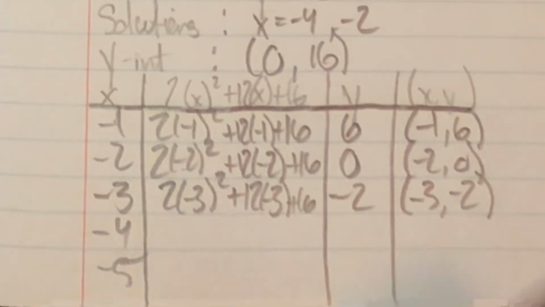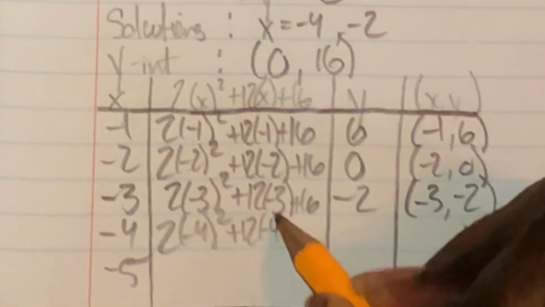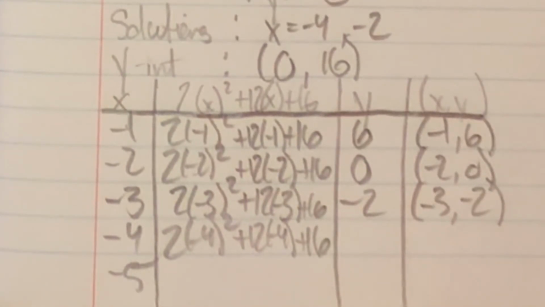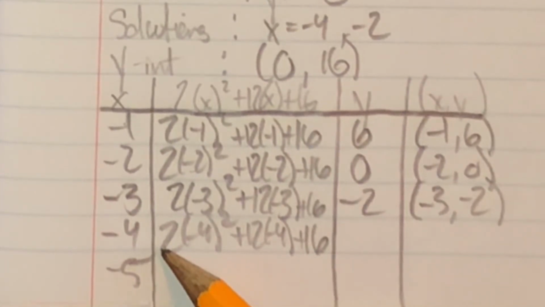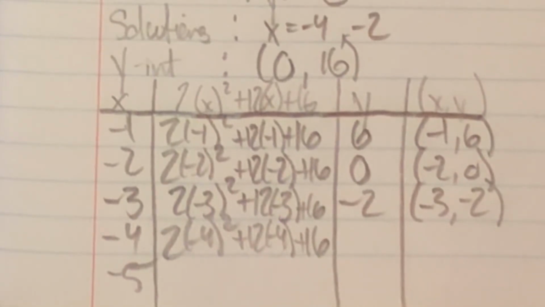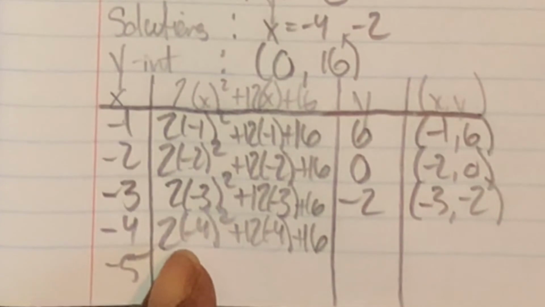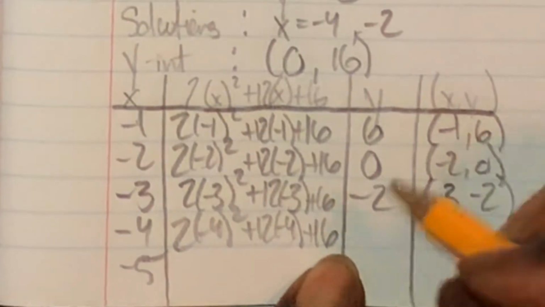Let's look at this side. I have 2 times -4 squared plus 12 times -4 plus 16. -4 squared gives me 16, times 2, that's 32. 12 times -4 gives me -48. So we have 16 minus 32, which is -16. Plus 16 gets me back to 0.